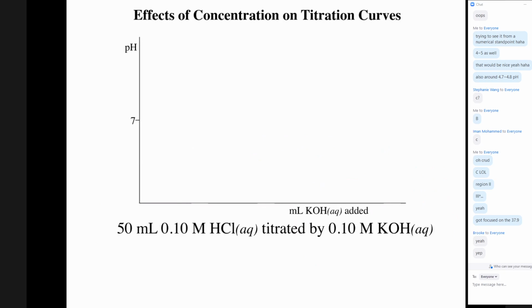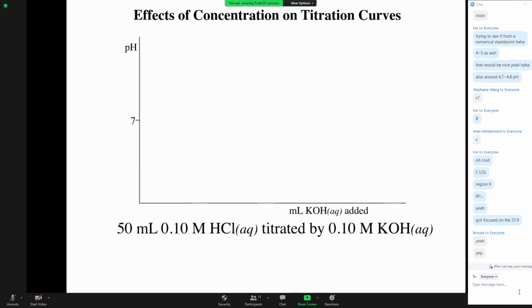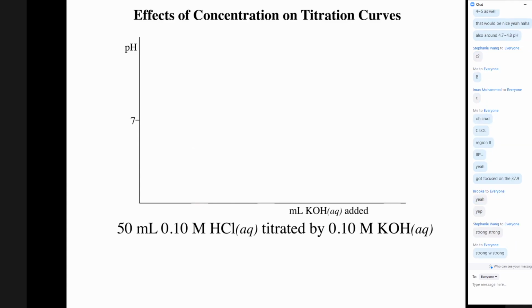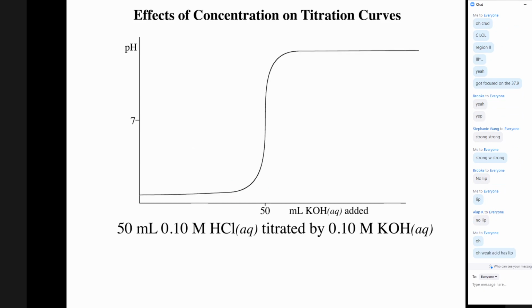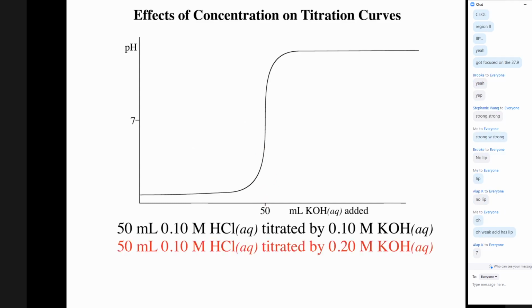I want to put a whole bunch of curves on one graph. So tell me about this curve. Is this strong with strong or weak with strong? Strong, strong. Lip or no lip? No lip, it's sigmoidal. Perfect. 50 milliliters of 0.1 acid plus 0.1 base is going to require 50 milliliters. What's the pH when I've added 50 milliliters then? 7. Weak acid has a lip, strong acids do not.